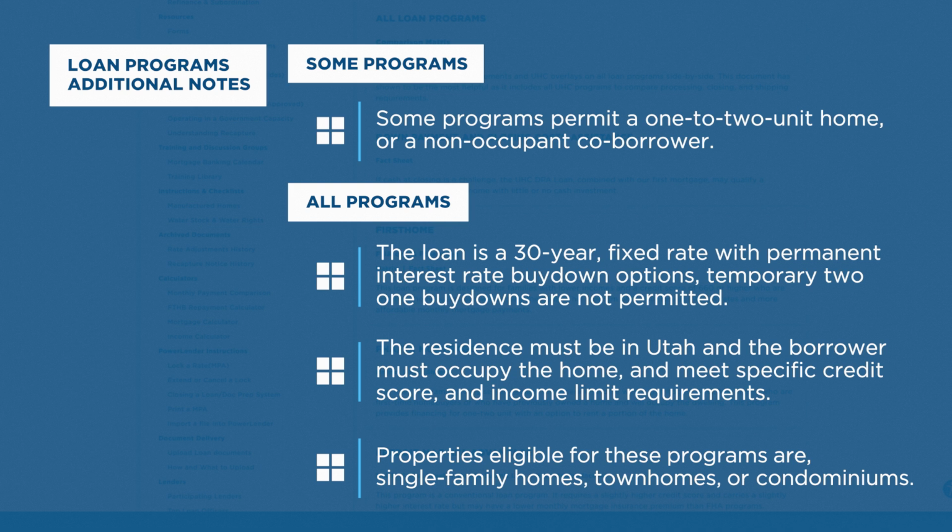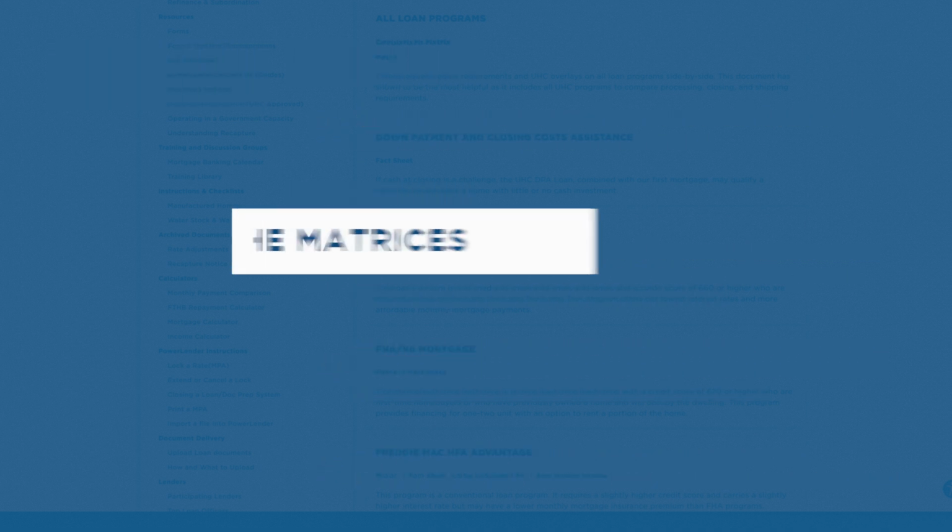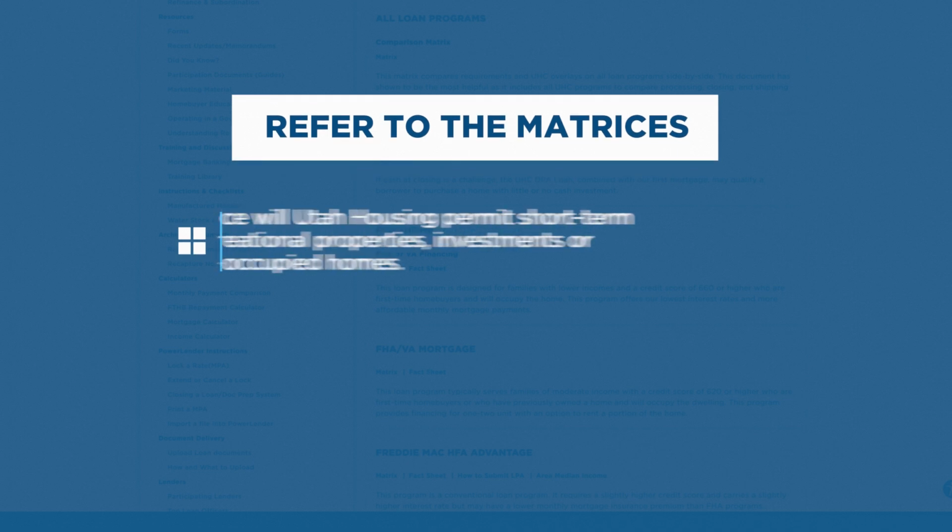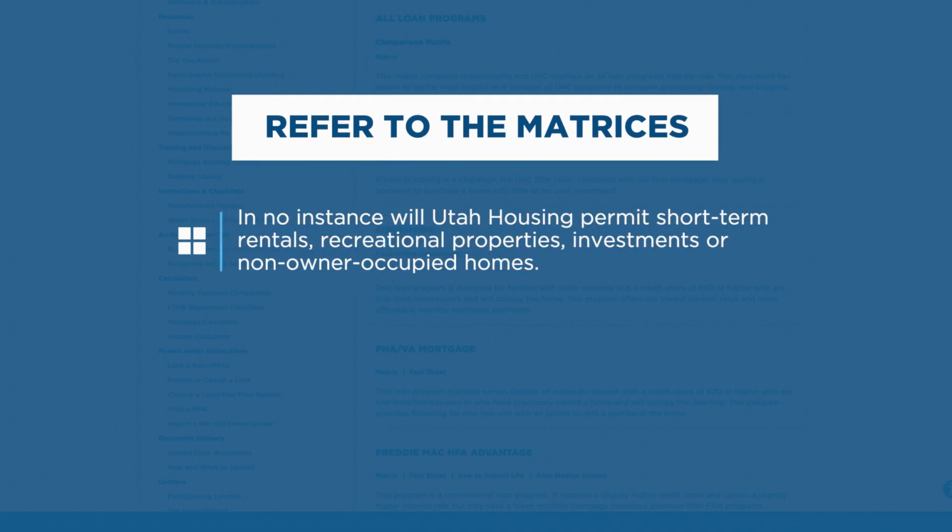Refer to the program matrices for loan programs that permit a 2-unit residence or a manufactured home. Refer to the matrices for restrictions on renting. In no instance will Utah Housing permit short-term rentals, recreational properties, investments, or non-owner occupied homes.